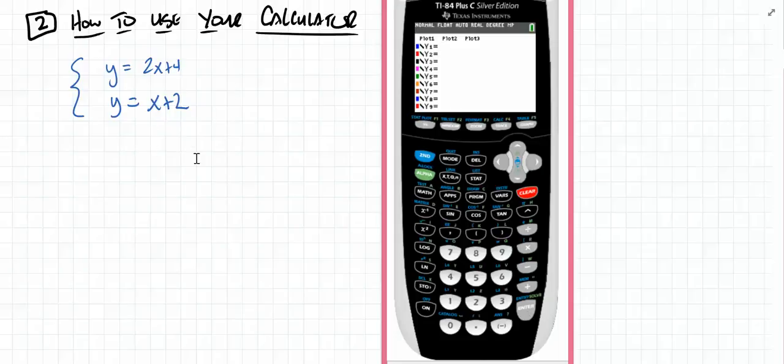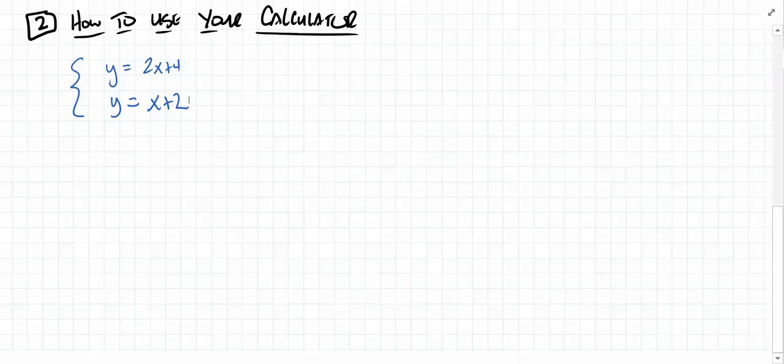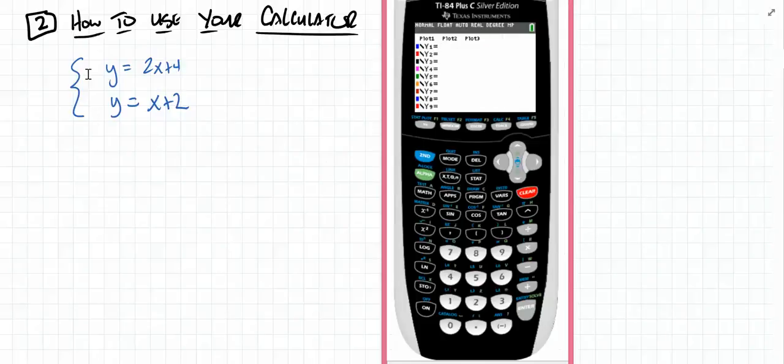So notice that when you're graphing something in your calculator, it always has to be in terms of y equals something. So if we had an equation like 3x plus 2y equals 9, we would have to solve that equation for y by itself. It's important to know that if you're going to plug something into the calculator, you have to solve it for y. Luckily for us, in this case, both of them are already solved for y.